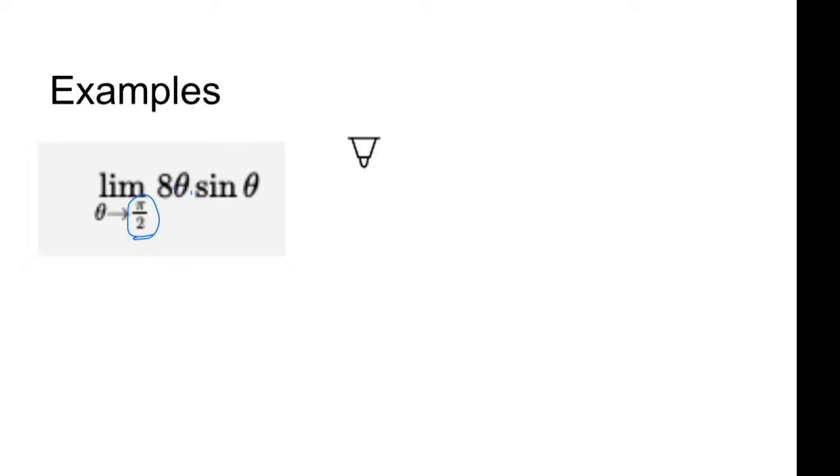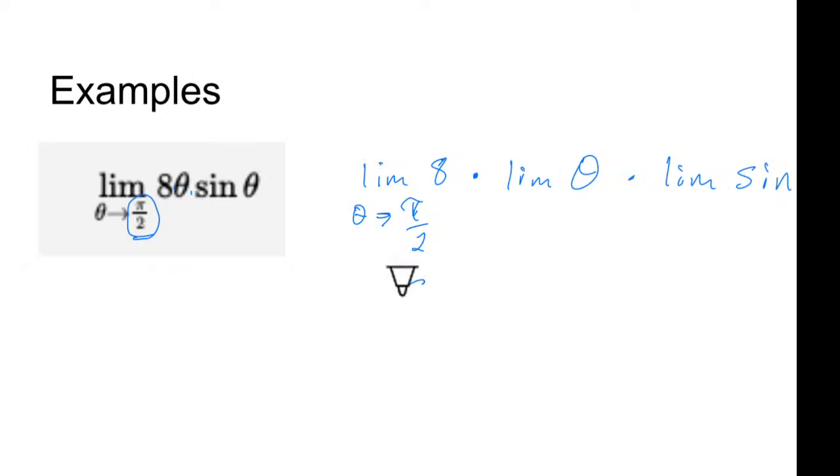So you could break that up, and I'll just do a little shorthand: the limit of 8 times the limit of theta times the limit of sine theta. And again, each of these is as theta goes to pi over 2. But I'll mess myself up if I try to write too many details. We know they're all going to pi over 2. Well, what's the limit of 8 as theta goes to pi over 2? 8. Good, because it's a constant. So we applied the constant law.